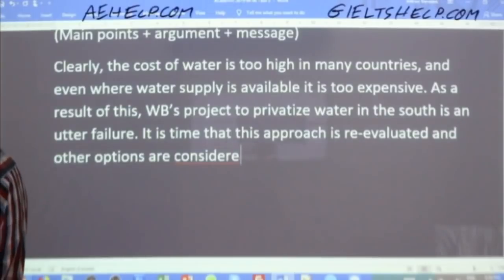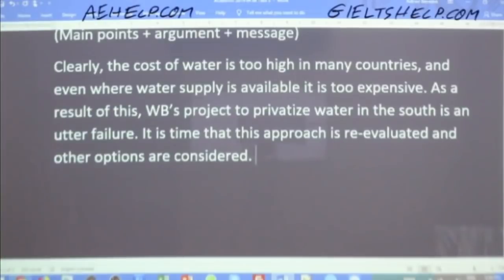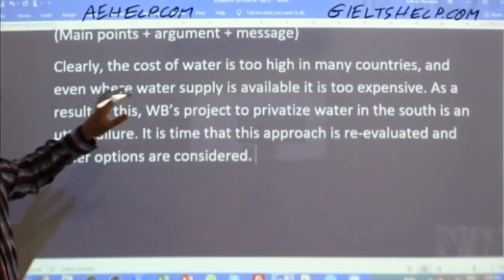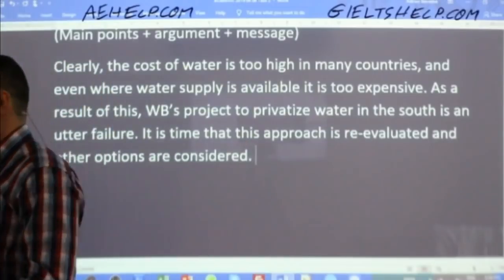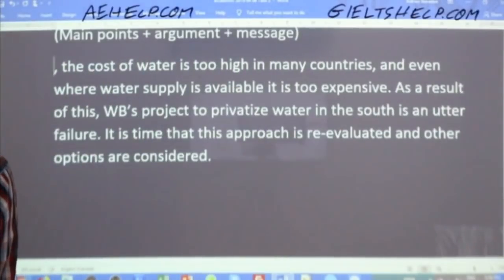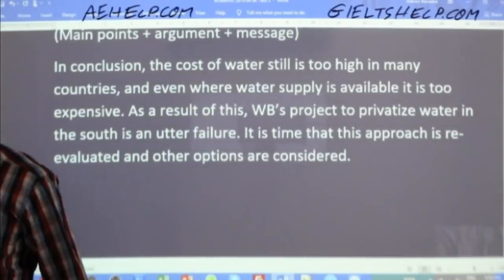Okay, so what I just did there, Amardeep, is exactly what I told you. So main points, argument, message. So in conclusion, the cost of water is still too high in many countries, okay? IELTS likes to see in conclusion, students, so definitely put it in. Okay, university professors don't like to see it, but IELTS does, so put it in there.